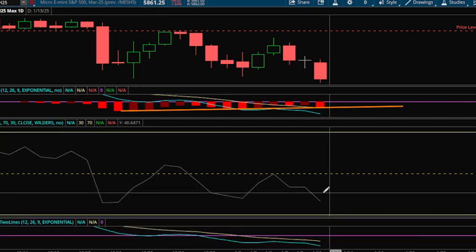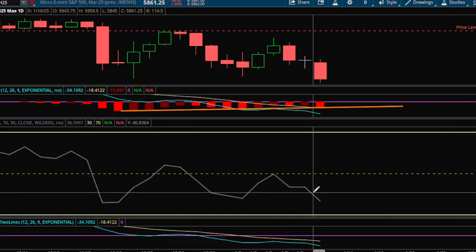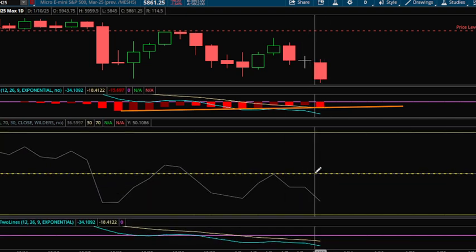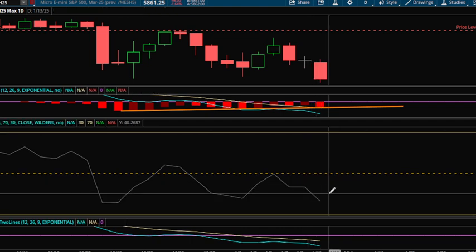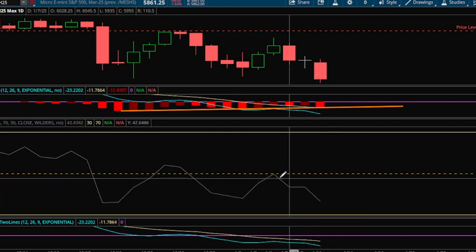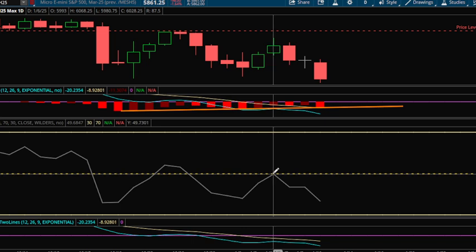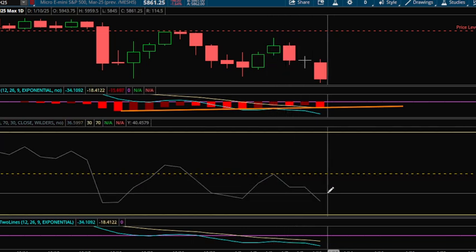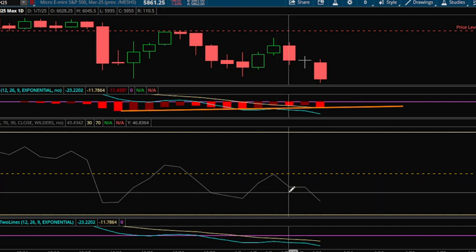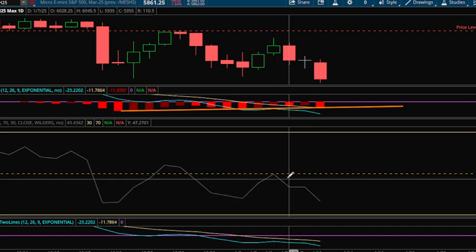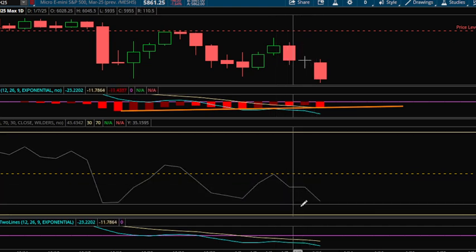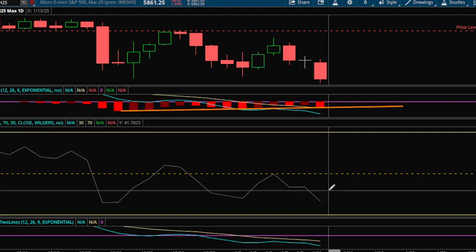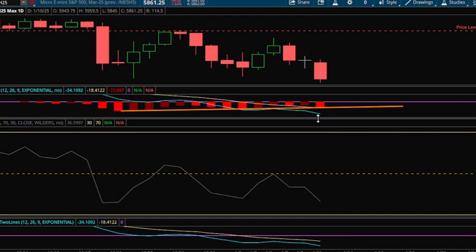Let's go to the RSI real quick. Anything below the 50 right here is a bearish sentiment. We even tested it and got a pretty good rejection off of it. And just speaking of 3 waves, you can see 1, 2, 3 right here. So keep that in mind. That's going to be important later on. So bearish overall sentiment on the RSI.